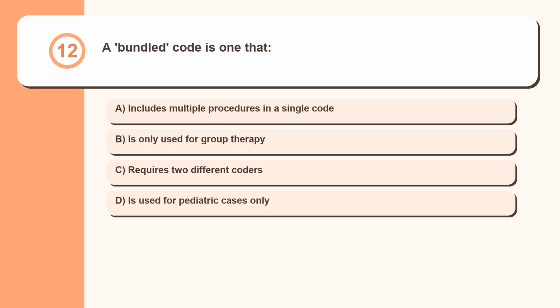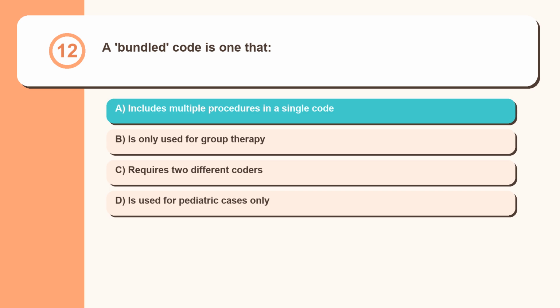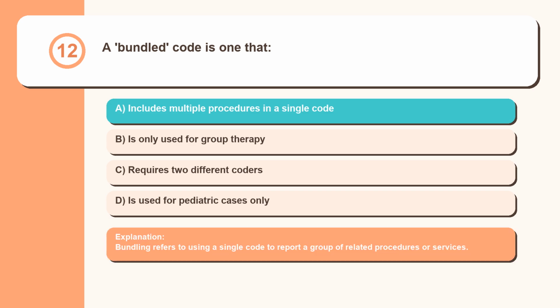Question 12. A bundled code is one that includes multiple procedures in a single code, is only used for group therapy, requires 2 different coders, is used for pediatric cases only. Bundling refers to using a single code to report a group of related procedures or services.